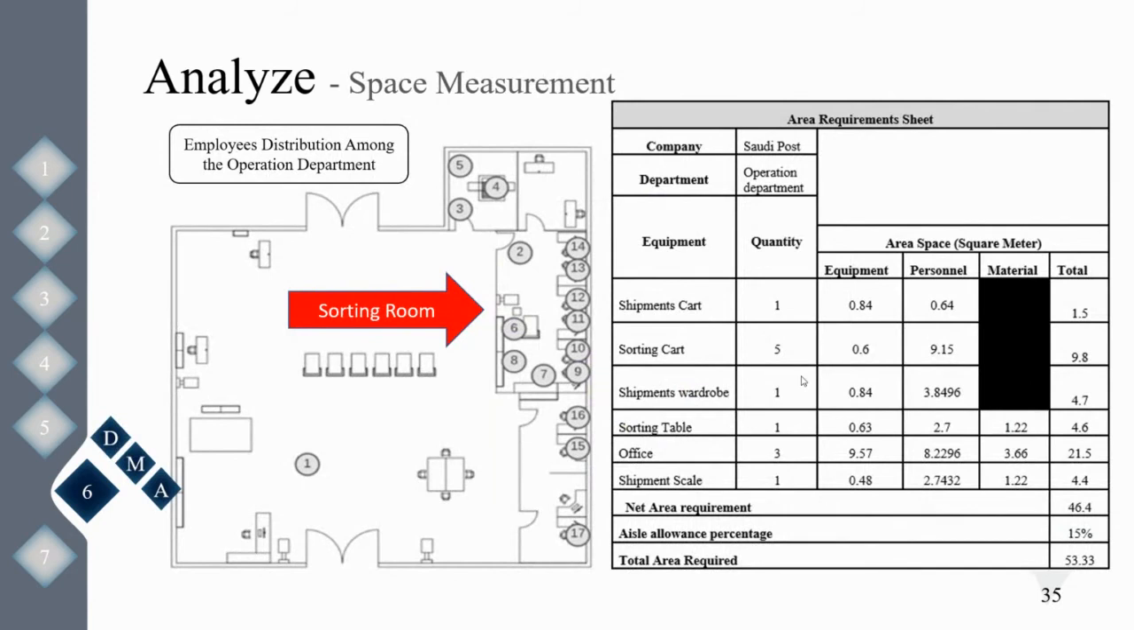In space measurement, on the left side the figure represents employees' distribution among the operation department. The sorting room has the largest number of employees, which is 10 employees out of 16, and that indicates the process's importance. On the right side, a requirement sheet represents the current situation: the sorting room requires an area of 53 square meters, but the actual space is 49.5 square meters. This indicates that the current space is not suitable and compatible with the process occurring in the sorting room.